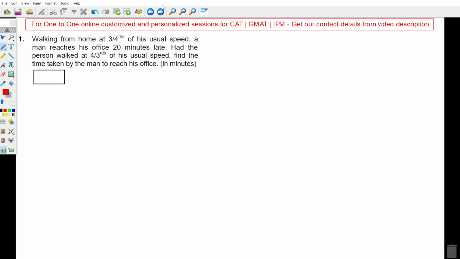Walking from home at 3/4 of his usual speed, a man reaches his office 20 minutes late. Had the man traveled at 4/3 of his usual speed, find the time taken by the man to reach his office. So in this question there are two situations. In fact, there are three situations. Let's read statement number 1.